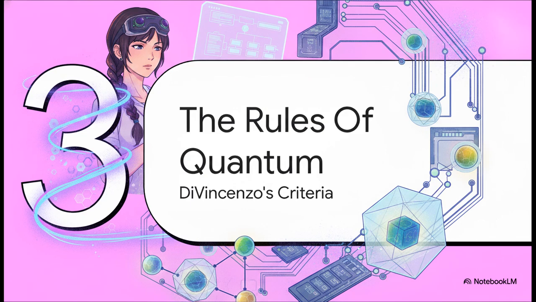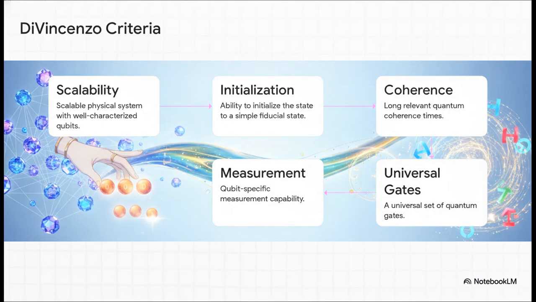Up next is section 3, the rules of quantum. Enter DiVincenzo's criteria. Proposed back in 1996 by physicist David P. DiVincenzo, this is basically the ultimate high-stakes survival test for any potential quantum hardware. First up, the system must be scalable with well-characterized qubits. Second, you absolutely must be able to reliably initialize them to a simple starting state, like all zeros. Third, they need long coherence times. They have to hold their quantum state long enough to actually finish a calculation.